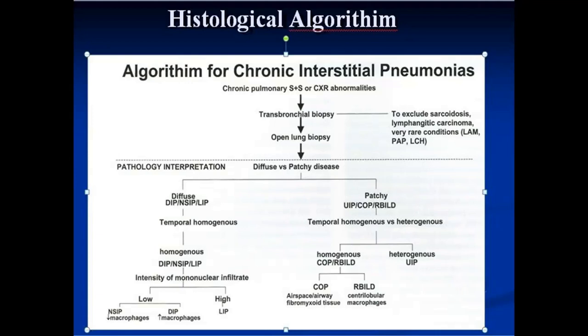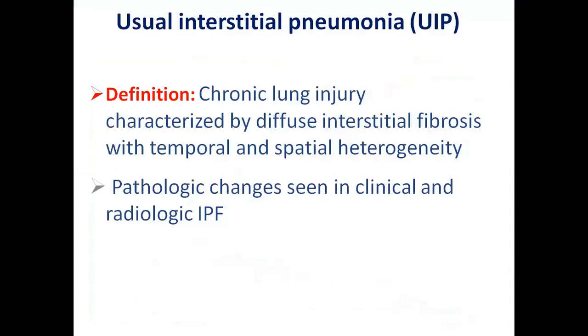UIP is a combination diagnosis of clinical, radiological, and pathological findings. It's not a diagnosis of one subspecialty. Discussing the definition, it is one of the chronic lung injuries characterized by diffuse interstitial fibrosis with temporal and spatial heterogeneity. And as we discussed, it's a correlated diagnosis of clinical, radiological, and pathological findings.